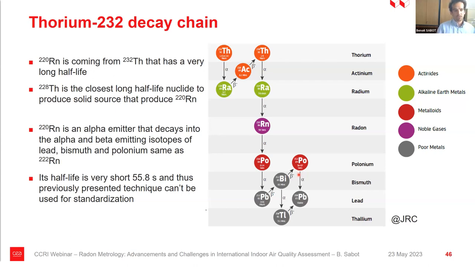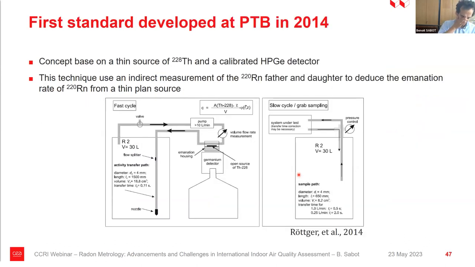And at the end, that's why people developed standards, because it was needed in the past for people measuring radon in ground or in houses. So when I tried to develop this system in LNHB, I found some work of my colleague at PTB, which was based on a thorium 228 source and a calibrated high purity germanium detector that was connected to this source to deduce the emission rate of radon 220 inside a vessel. In this case, it was a 30 liter vessel.